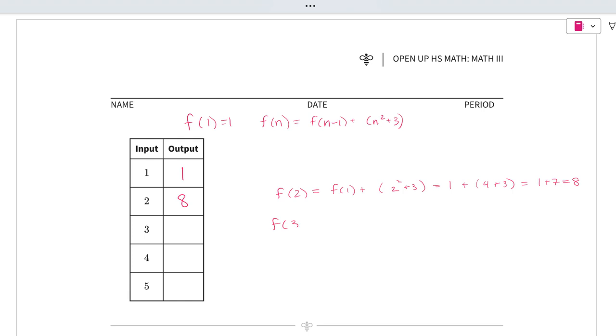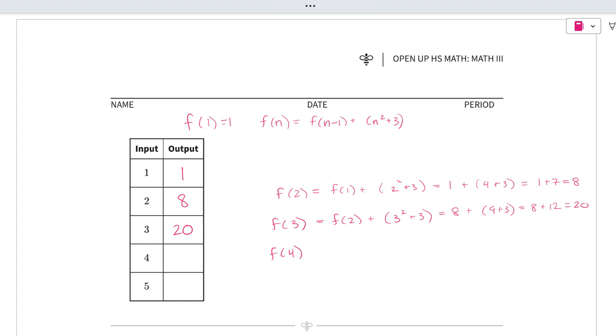f of 3. So this time, 3 minus 1, we're going to use the value for f of 2 we just got. Now we're doing 3 squared plus 3. Right, so that gives us 8 plus, well, 3 squared is 9 plus 3. So 9 plus 3 is 12. So we have a total value of 20 there.